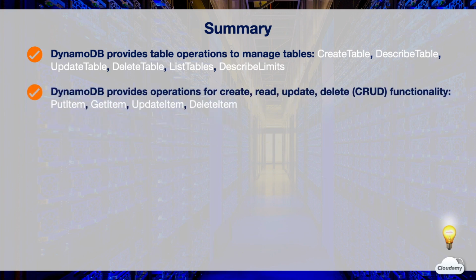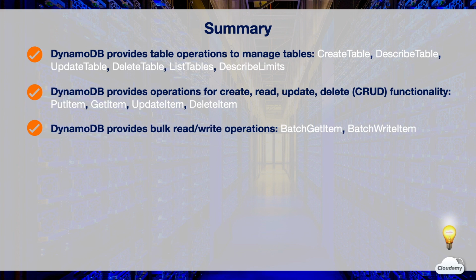DynamoDB provides CRUD operations that allow you to easily read and write items. PutItem creates a new item or replaces an old item. GetItem reads an item with the given primary key. UpdateItem performs an upsert action. DeleteItem deletes an item with the given primary key.